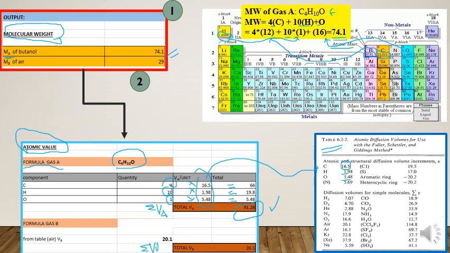Now let's move to gas B, which in this case is air. The summation of VB we can directly get from the table here, because air is part of the listed values of simple molecules, which is 20.1. There we are, we have the summation of VB value.